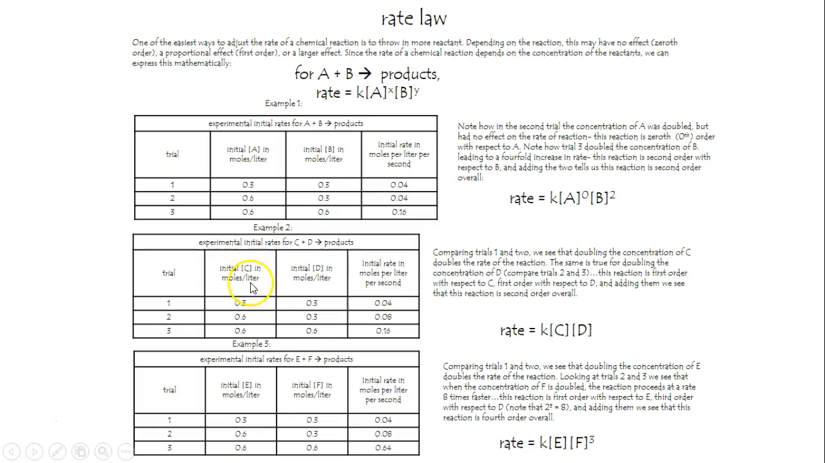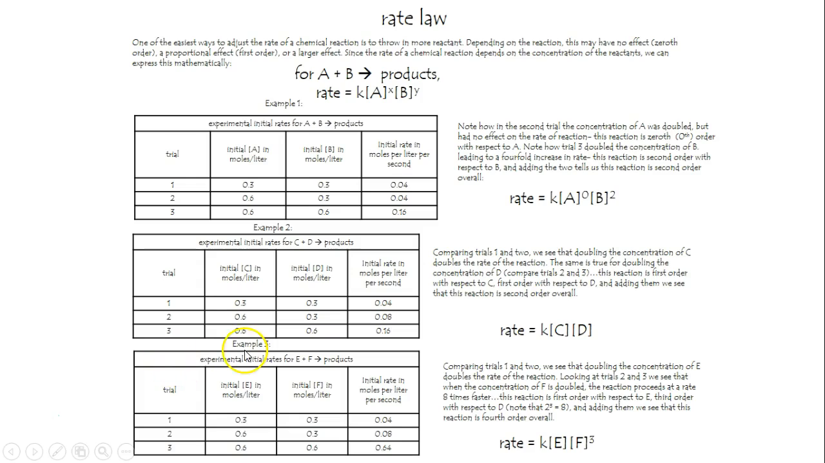Okay, example 2. They're doubling C. That's one of the reactants. They haven't changed D. It went twice as fast. So double. This reaction is first order with respect to C. So you could put a 1 there. Trials 2 and 3, nice and clean, no change here. They did double D. It went twice as fast. First order with respect to C, first order with respect to D, and we could say that it is second order overall, meaning you just add them up to determine the overall rate law.